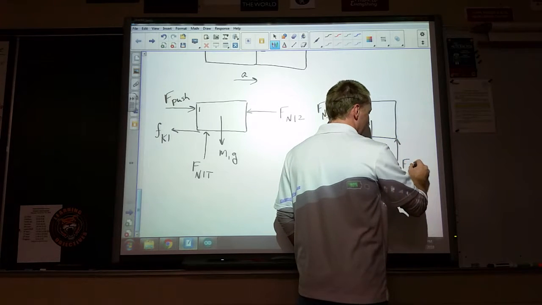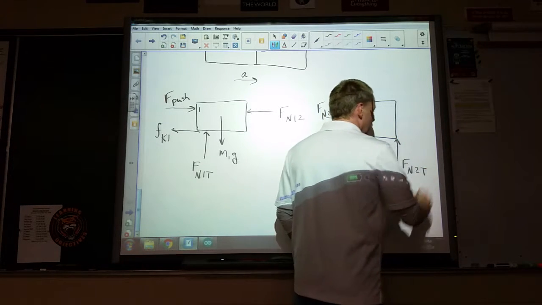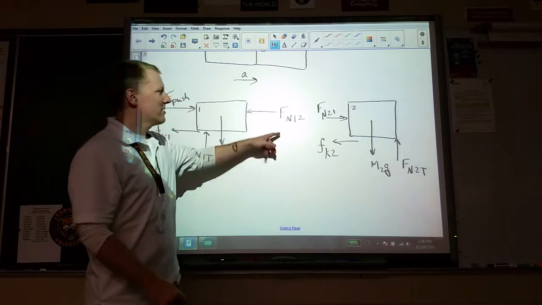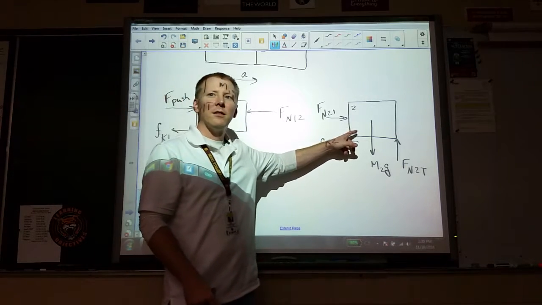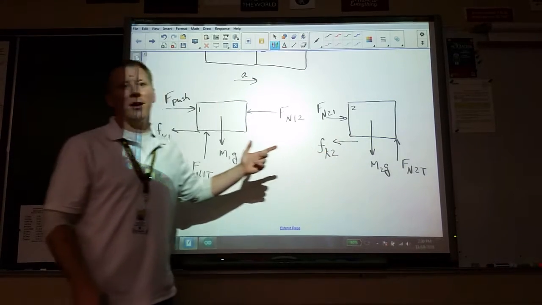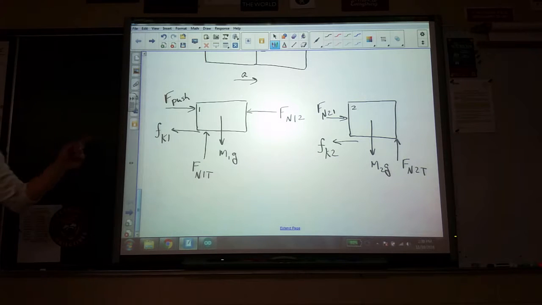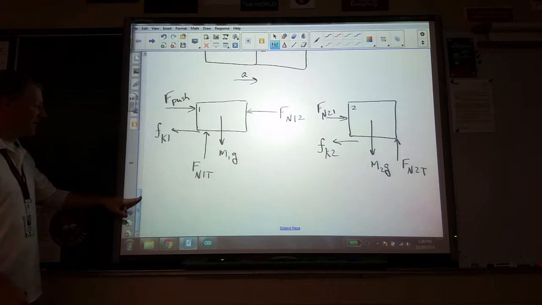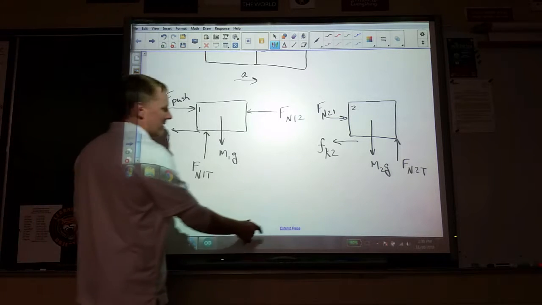So if you find one key, pretty much just copy it over to the next. Not always, because you do notice there's no F push on this box. True. We're not pushing on that box. We're pushing on box 1. Box 1 is then pushing on box 2. But that is, in this case, the only difference.